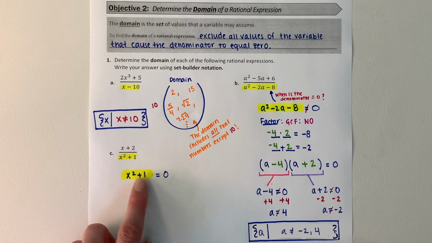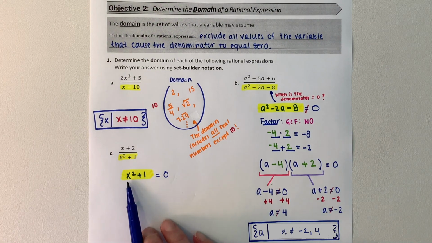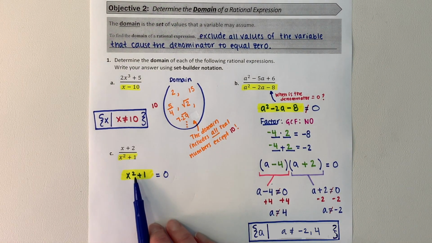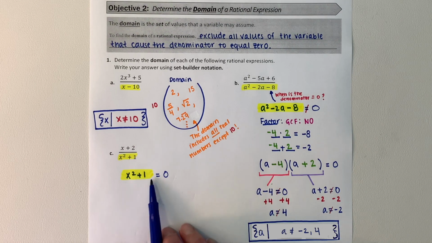So how do we figure out when this is equal to 0? Well, let's logically think through this. Whenever you square a number, you get a positive result. So no matter what you plug in for x, when you square it, you'll get a positive number. So a positive number plus 1 will give you another positive number. You will never get 0. So this expression here will never equal 0.